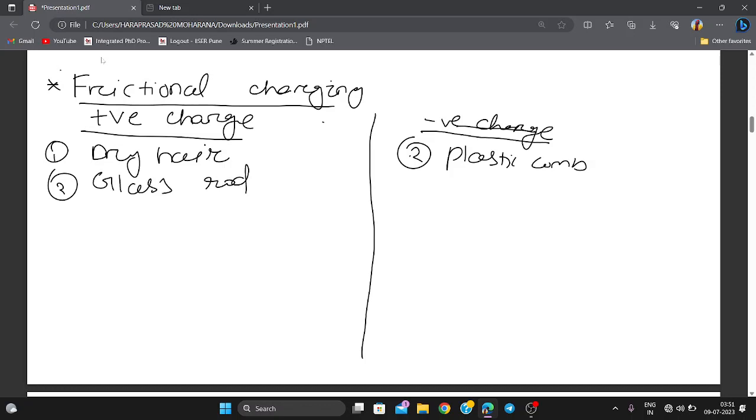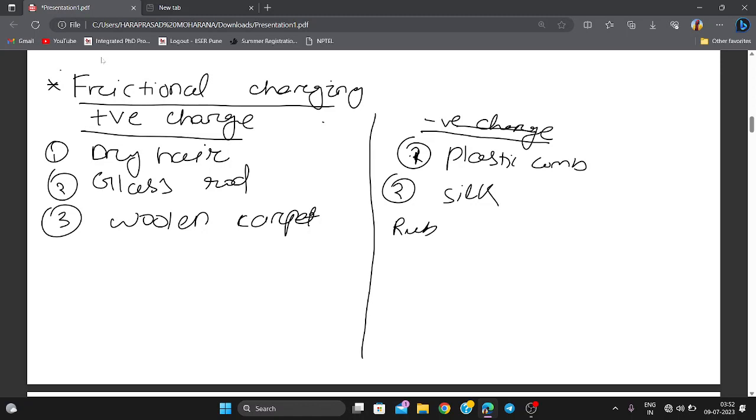Glass rod, and here silk. Third number, plain carpet, rubber shoes.